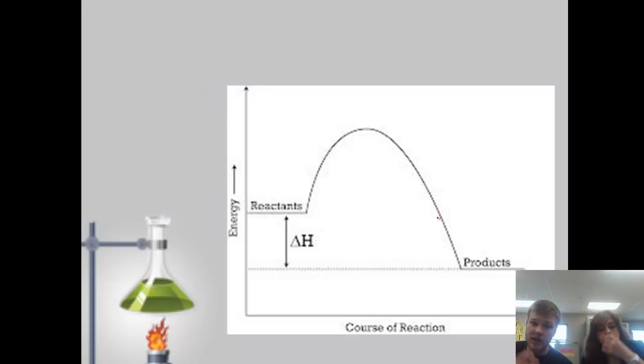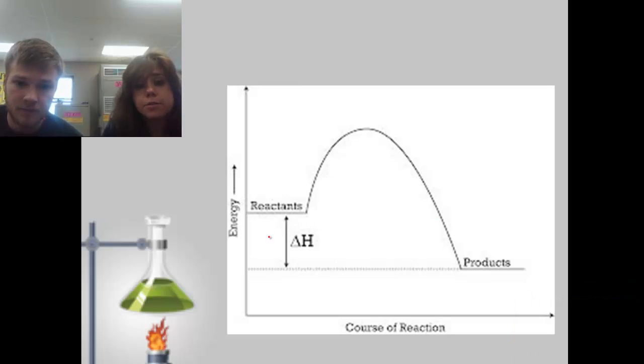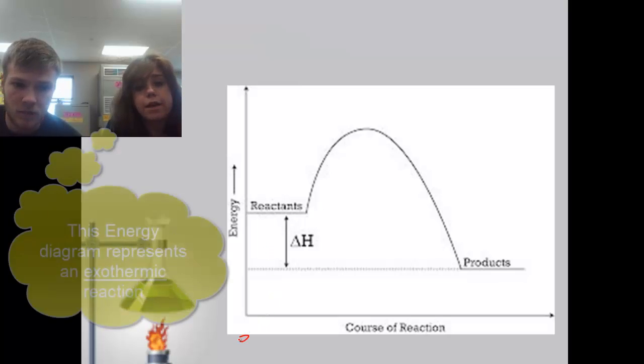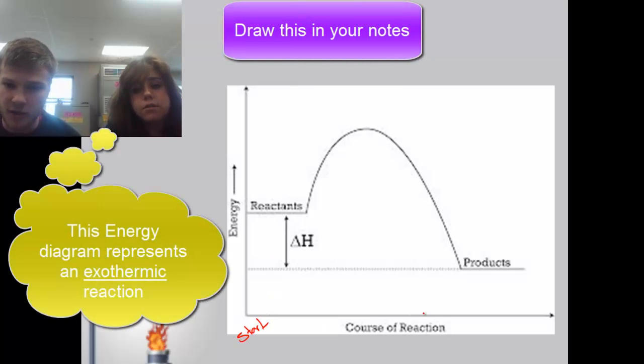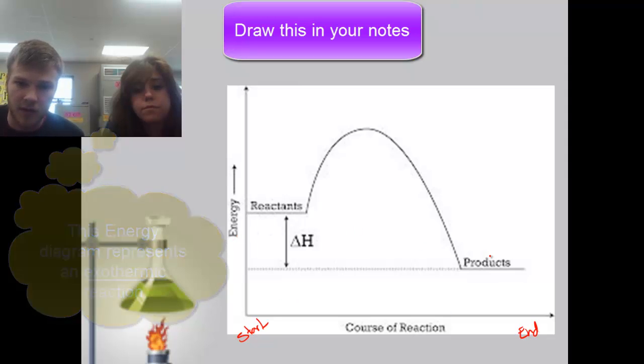Okay, go ahead and draw this diagram in your notes. We're going to be working with these and practicing with these a lot. So this is an energy diagram specifically of an exothermic reaction. So we've got the start of the reaction here, and we've got the end of the reaction here. So at the start we've got our reactants, and then we've got our products.